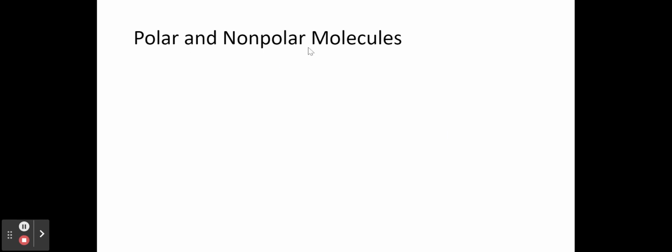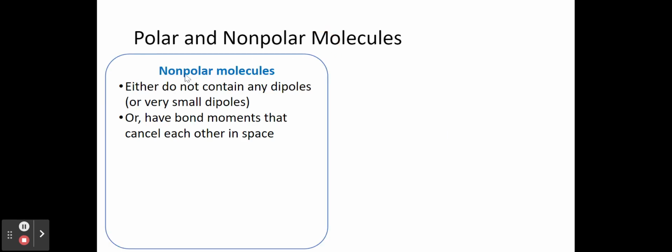So what does that mean about molecules? Nonpolar molecules either do not contain any dipoles at all or very small ones, or they have dipole moments that cancel out. So if we look here, we've got two chlorine atoms. They're going to be sharing a pair of electrons equally between them. There's no dipole here. This is a nonpolar covalent bond. The molecule would be a nonpolar molecule.